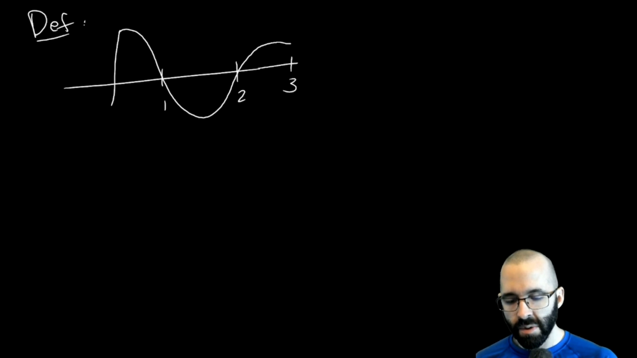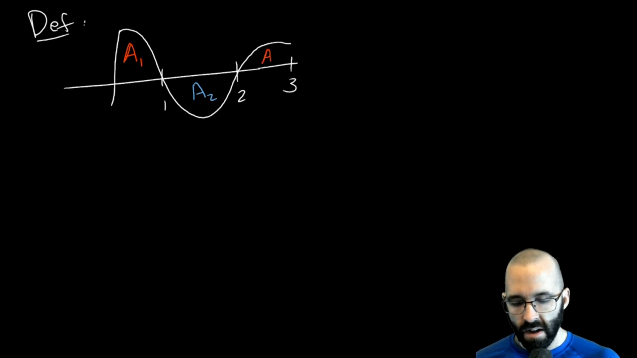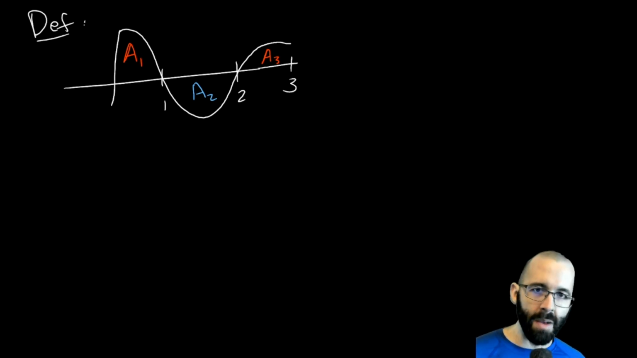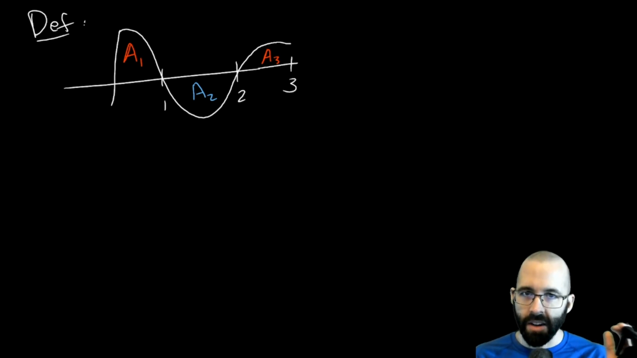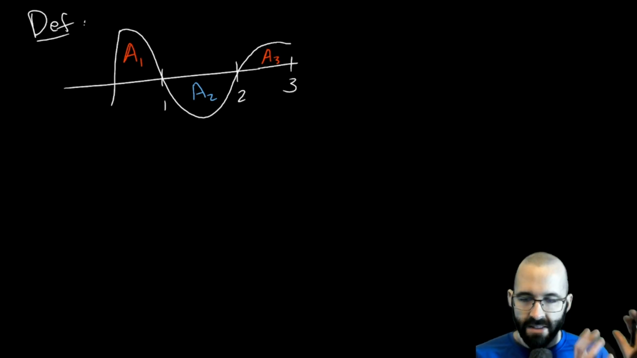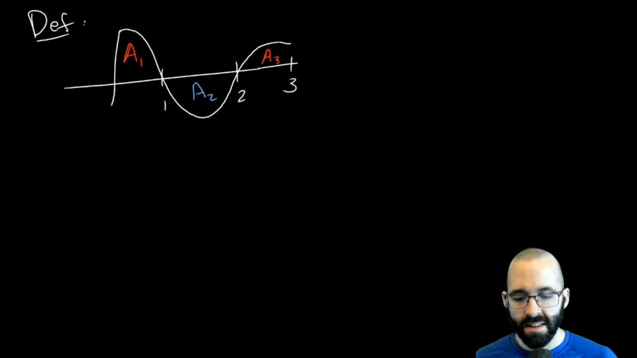Well, there's really 3 areas. We can look at this area under the curve. We can look at this area over the curve. And we can look at this area under the curve. So now you might already know where I'm going with this. Total area versus net signed area. But let's formally introduce it.